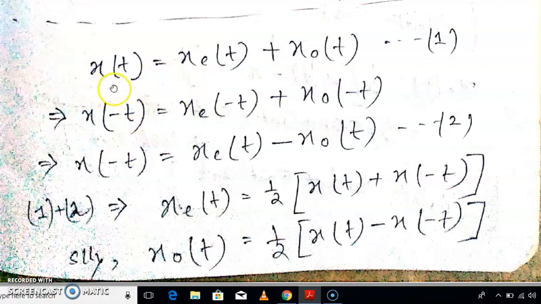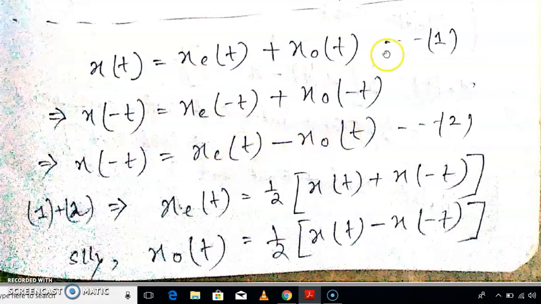So any signal can be expressed as an even and an odd part, that is x_e of t and x_o of t. If you put x of minus t, then you can write x of minus t equals x_e of minus t plus x_o of minus t. We know from the previous two equations that for the even part x of minus t equals x of t, so we write just x_e of t, and for the odd part x of minus t equals minus x of t, so we write minus x_o of t.